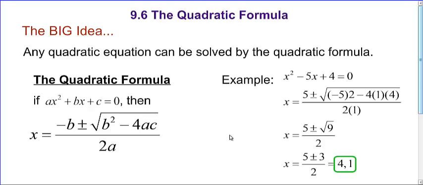One would be to learn it to the tune of Pop Goes the Weasel. It would be something like this. X equals negative b plus or minus square root b squared minus 4ac all over 2a.